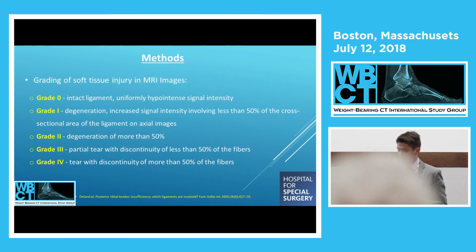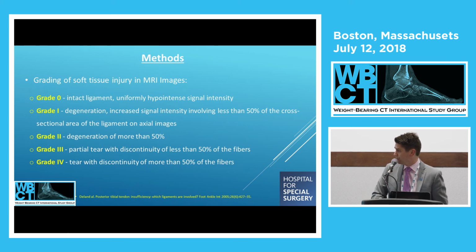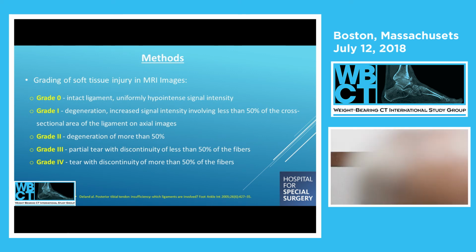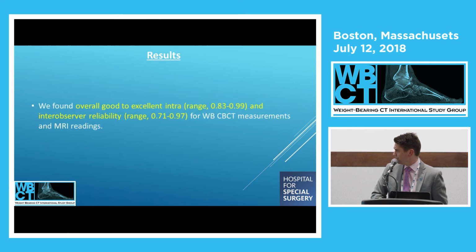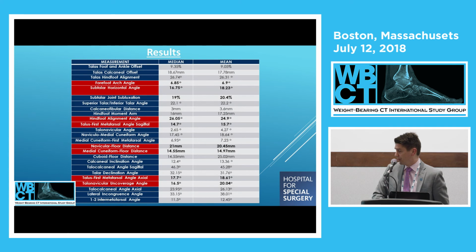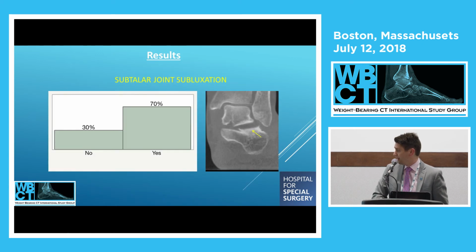I can give you the details later if you want, but we used the published methods for grading the soft tissue injuries. As a result, we found overall good to excellent intra- and inter-observer reliability for both weight-bearing CT and MRI readings. I'm not going to go into the details of the measurements, but we found similar bone alignment measurements to those already published in the literature, so similar markers of collapse. And that's the most important factor of the study. So in our population, we had 70% of patients with subtalar joint subluxation measured at the posterior facet.